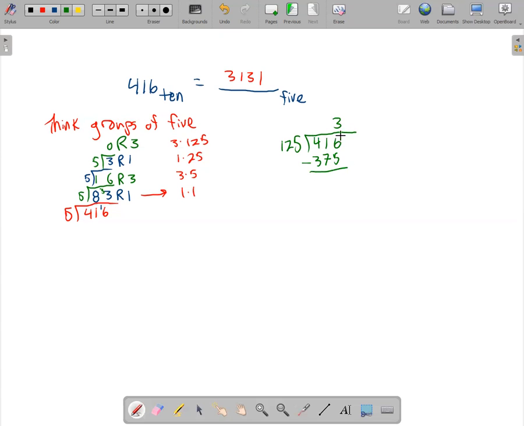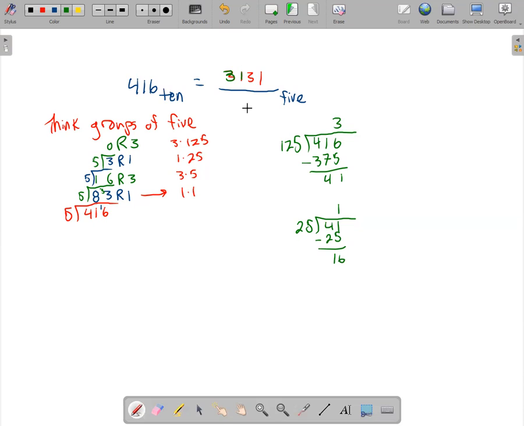Subtract: 6 minus 5 is 1, 41 minus 37 is 4. So I have 41 left over, but there's the 3 125s. And then I keep going. I look at my next value. How many 25s live in 41? Well, there's 1 for sure. 1 times 25. Subtract. That's going to give me 16 left over.